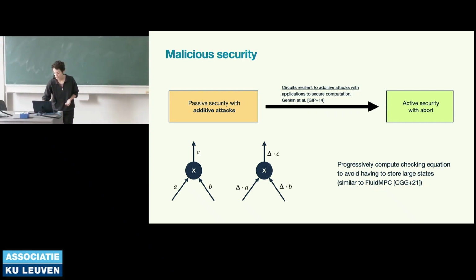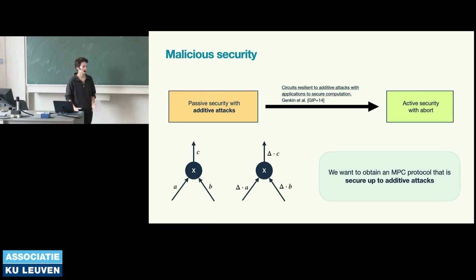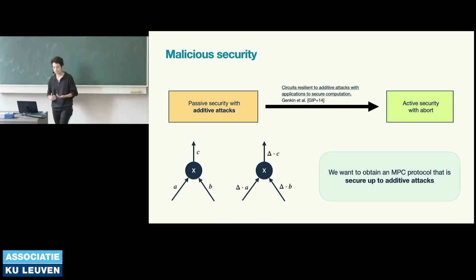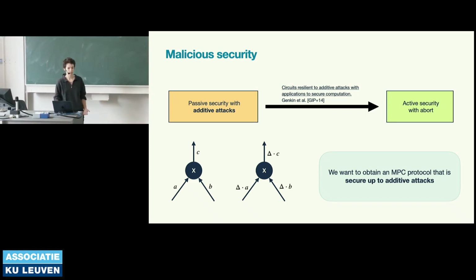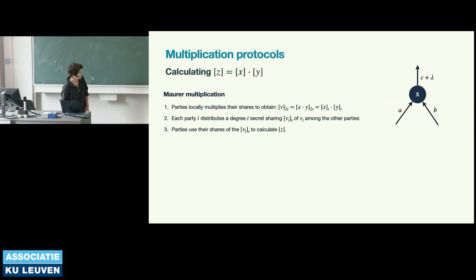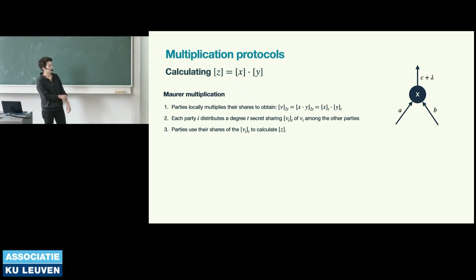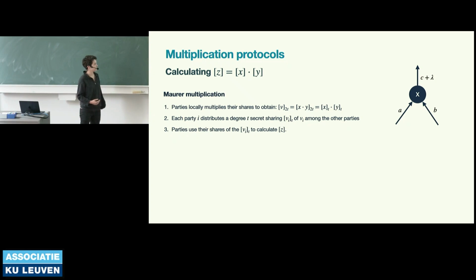Okay, so our goal now is to build an MPC protocol that is passively secure up to additive attacks. Now, because we have linear secret sharing, we know that linear computations are completely local. So these additive errors can be introduced during multiplications. So we have to look into how we are doing the multiplication with MPC. So first we try to look at Maurer multiplication. So here the parties start by locally multiplying their shares, and then they obtain a secret sharing of the result, but it's a secret sharing using a polynomial of degree 2t.